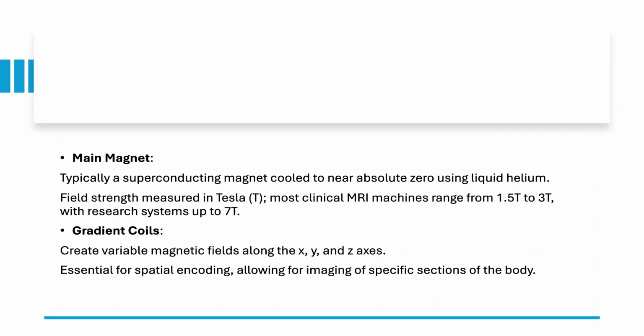So the main magnet, it is typically a superconducting magnet cooled to near absolute zero using liquid helium. The field strength is measured in the unit Tesla. Most clinical MRI machines range from 1.5 Tesla to 3 Tesla, while the research system goes up to 7 Tesla. The gradient coil, it creates a variable magnetic field along the X, Y, and Z axis. It is essential for spatial encoding, allowing for imaging of specific sections of the body.